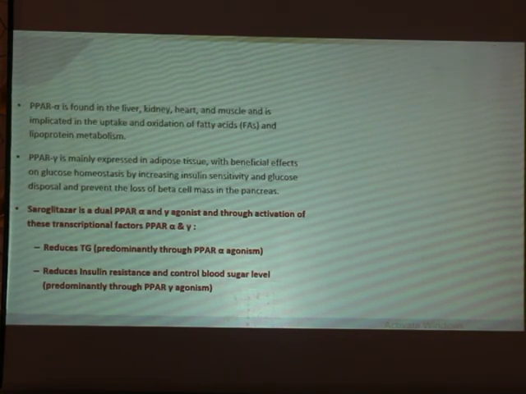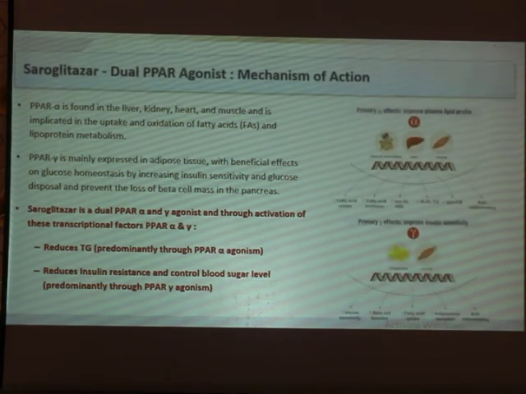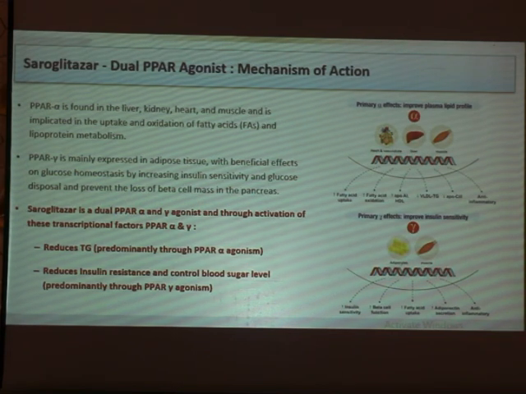So PPAR alpha and gamma, as we know. PPAR alphas form in the liver, kidney, heart and muscle, and are implicated in the uptake and oxidation of fatty acids and lipoprotein metabolism. PPAR gamma is mainly expressed in adipose tissue with beneficial effects on glucose homeostasis. This is the one where our pioglitazone is working, PPAR gamma.